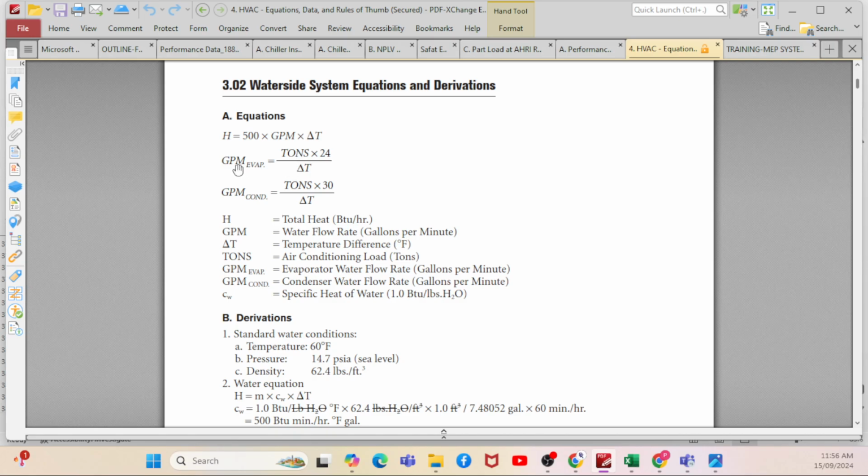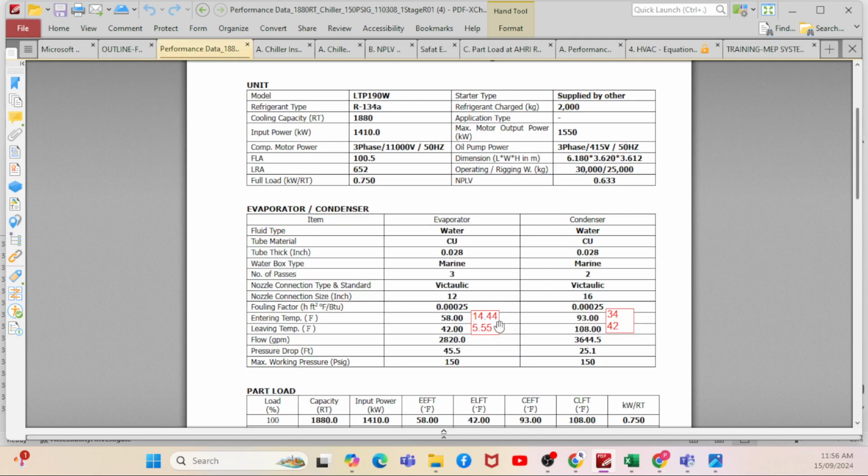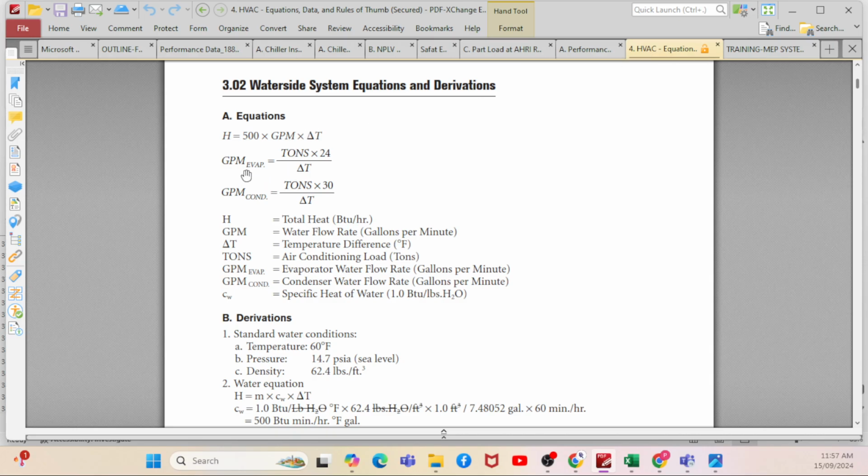So if you want to calculate the GPM on the evaporator side, you can use this formula. Delta T, I have already explained, is the standard temperature difference for the chilled water side and for the condenser water side. Clear, right? Based on that, you can calculate the evaporator side GPM and condenser water side GPM. This GPM is required to calculate the chilled water pump. This is the chilled water pump flow rate and this is the condenser water pump flow rate. Based on this flow rate, you can select your chilled water pumps.